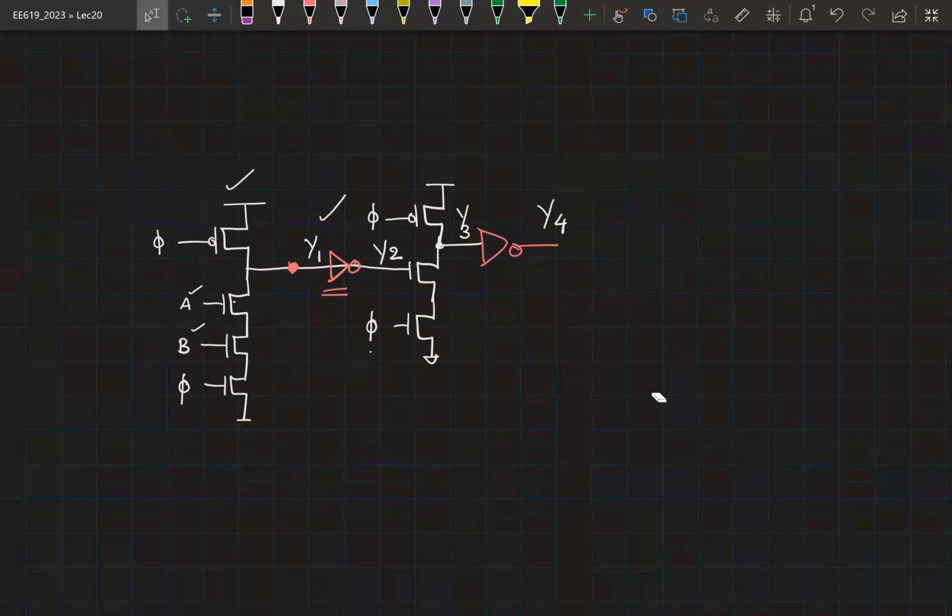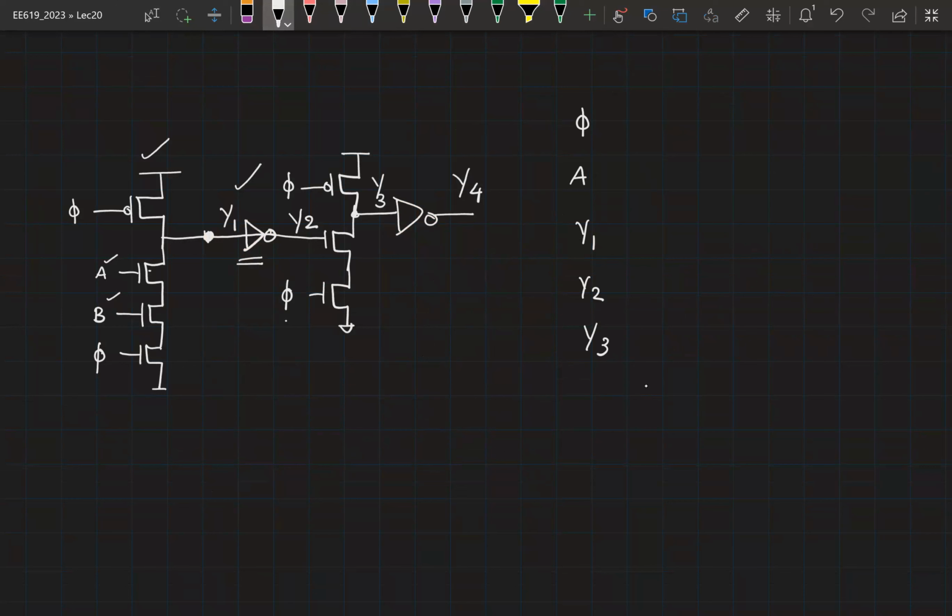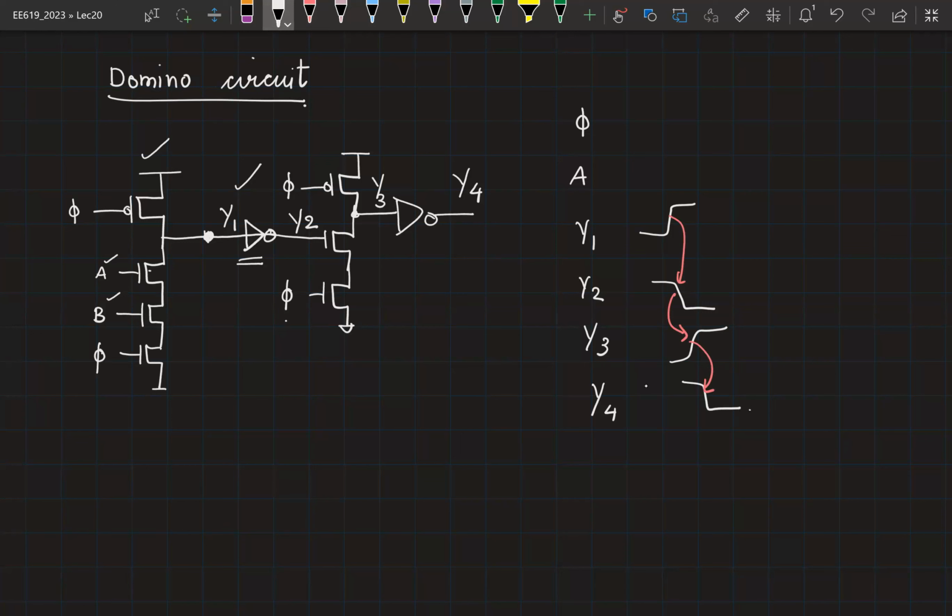Okay. So now I will leave this as a homework for you to plot the waveforms. So you will have to sketch for a given phi and an A. You have to sketch Y1, Y2, Y3, Y4, etc. But what you will see is corresponding to a transition in Y1, you'll have a falling transition here, a rising transition here, and a falling transition here. So one event is triggering the transition in other events. It's sort of like a domino. Therefore, this is called a domino circuit. So please sketch this as a homework.